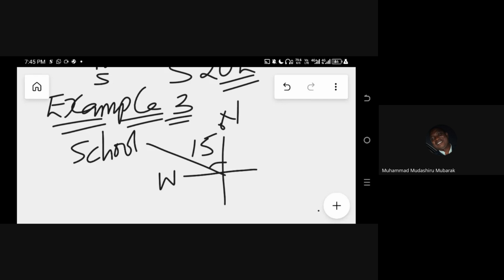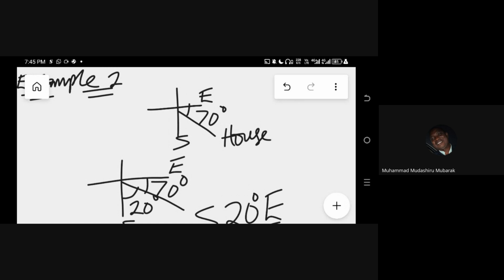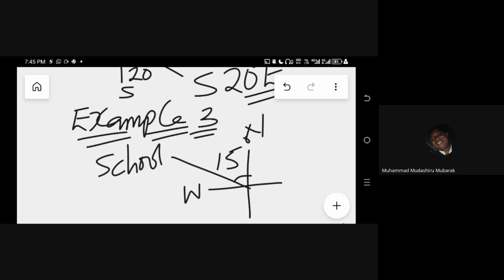Yes, sir. Why is it that this time we did not subtract from 90? Winner, why is it that you did not subtract from 90? Efosa, pay attention, so you can understand what we're doing. In the former example you subtracted 70 from 90 first, but why are you not subtracting 15 degrees from 90 in this one? Because the angle line is touching the north.